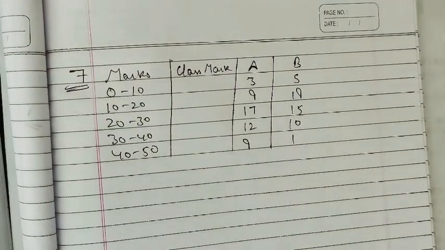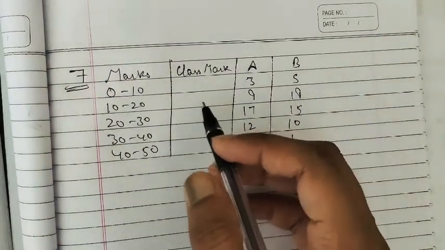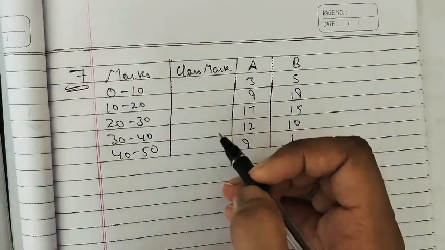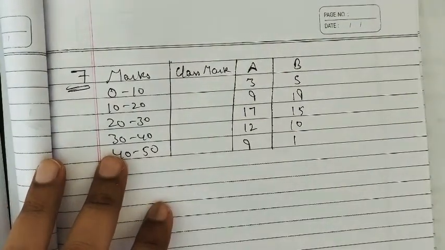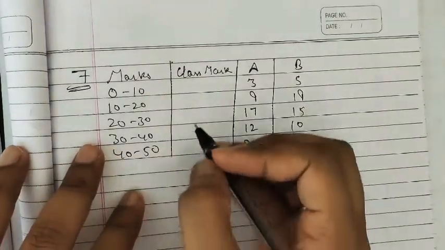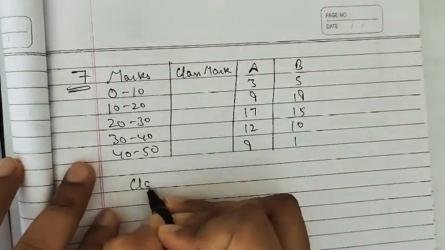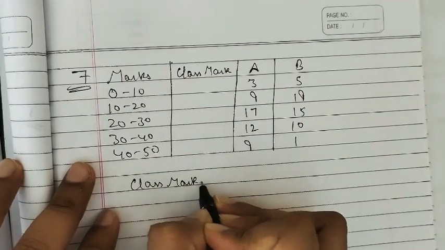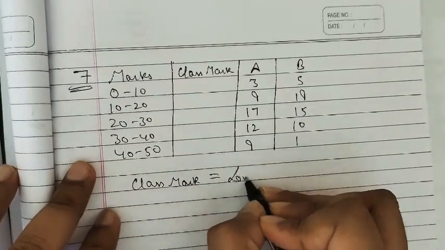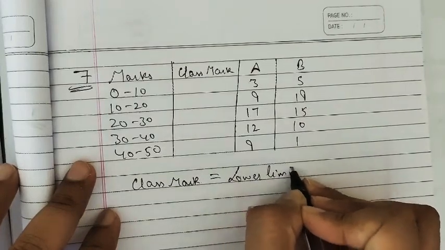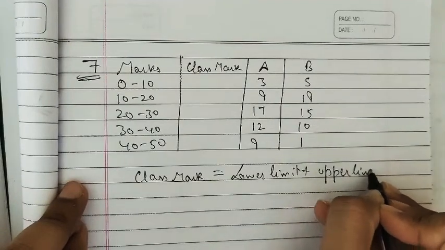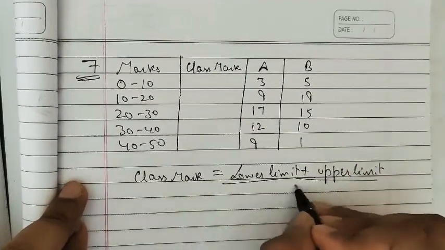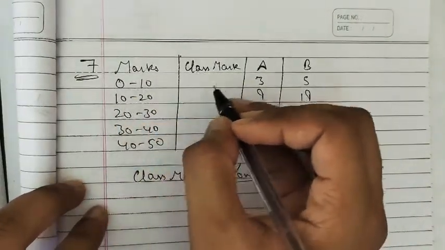Now in question number 7 we have to draw frequency polygon. So frequency polygon you can easily draw without constructing histogram table also. So both the data we have to represent on frequency polygon. So class mark we have to determine for it. Class mark formula is equal to lower limit plus upper limit divided by 2. 0 plus 10 divided by 2, 5.